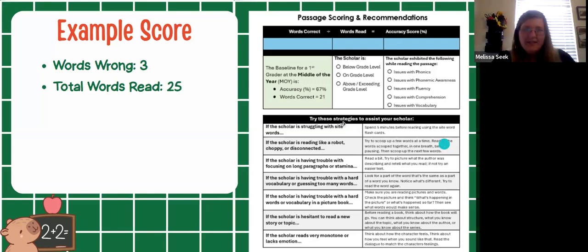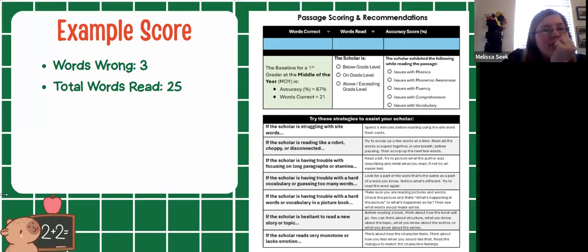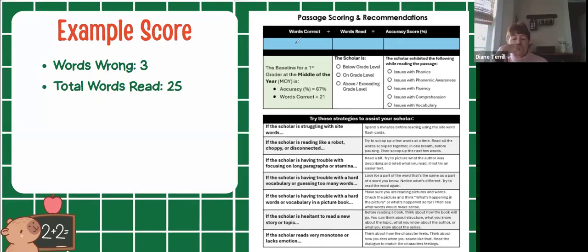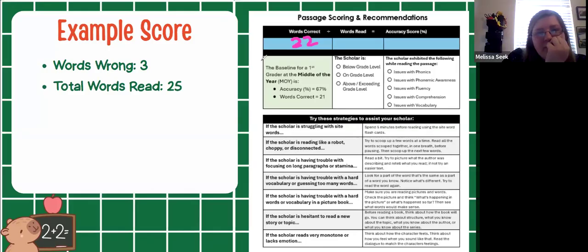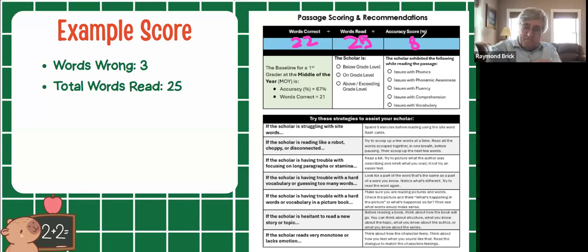All righty. So what scores did we get? I'm gonna write them in our box over here. We're gonna compare them. So what did we get for total words correct? 22. And our total words read was 25. And what did we get for our percentage? 88. Yep, 88. All right.